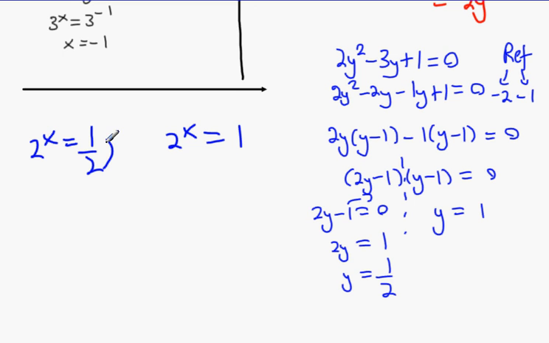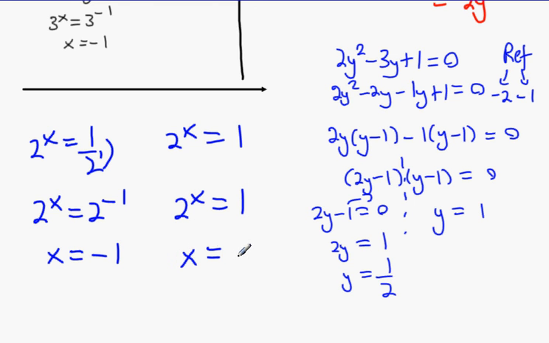Now let's change the half. What can we change the half into? And x equals minus 1. Then the next one is 2 to the power of x equals 1, x equals 0. Okay? So x equals minus 1, x equals 0.